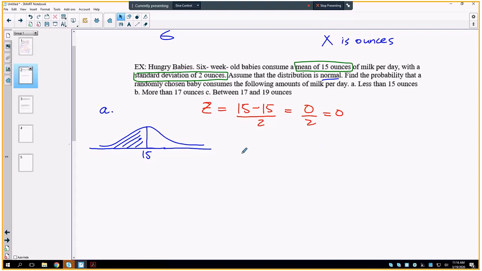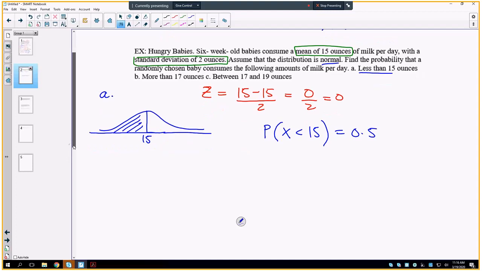And how do we write that? We should say the probability that x is less than 15, because the problem said less than 15, is 0.5. We know that when we're talking about a probability, it's always a number between 0 and 1. So we want to make sure we don't write 50 here. That would not be correct. We use the decimal version, 0.5. All right, great.